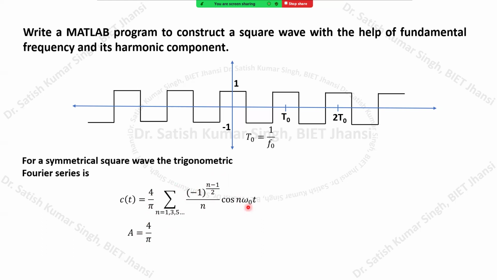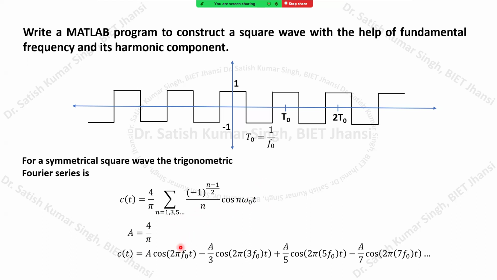This omega naught can be written as 2 pi f naught, where f naught is the fundamental frequency, and n equals 1. So in this case, this will become cos 2 pi f naught t. If we expand this equation for n equals 1, 3, 5, 7, and so on, you can easily find that for n equals 1, the first term is going to be A into cos 2 pi f naught t.